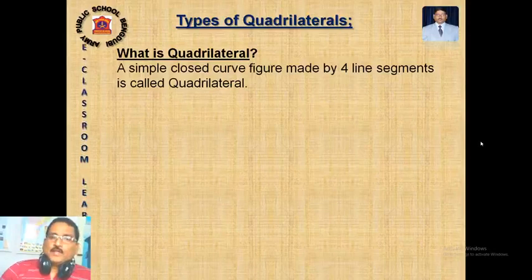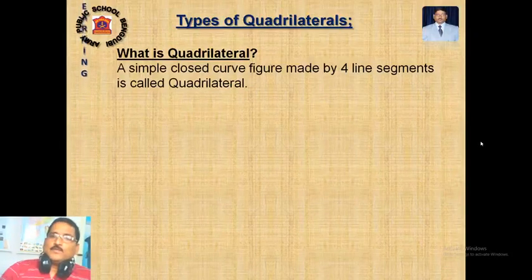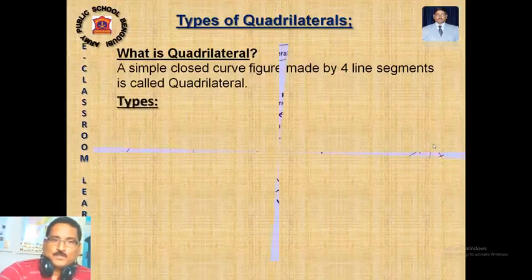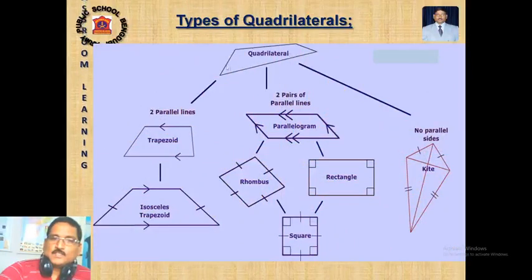Now when any figure is a simple closed curved figure made by 4 line segments, then it is called a quadrilateral. So what are the different types of quadrilateral? We can come to know from this quadrilateral tree. This is a quadrilateral on the basis of the parallel lines. How many parallel lines does it have? On this basis, the quadrilaterals are mainly three different types: two parallel lines, two pairs of parallel lines, and no parallel lines.